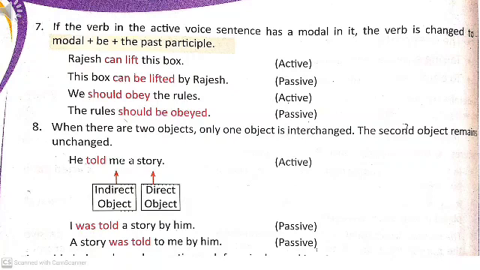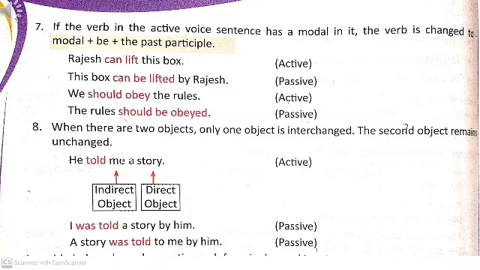Next rule is, when there are two objects, many times in a sentence there are two objects, we can change any of those two objects as subject. For example, he told me a story. In this sentence, me and story, these are two objects, and we can change any of these two as subject. When we change me into subject, we will get I was told a story by him. And when we change a story into subject, then we have the sentence a story was told to me by him.